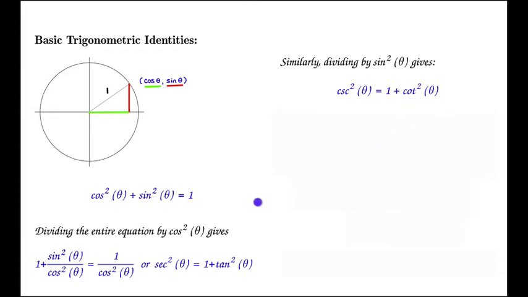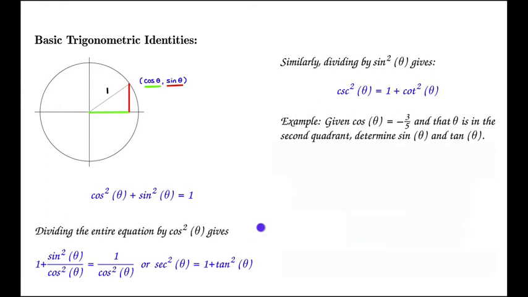Now how are we going to be using these identities? Let's start by using an example with cosine squared plus sine squared equals 1. So for our example, we will be given that cosine of theta is equal to minus 3 over 5, and that our theta is in the second quadrant. And we want to determine the sine of theta and the tangent of theta.